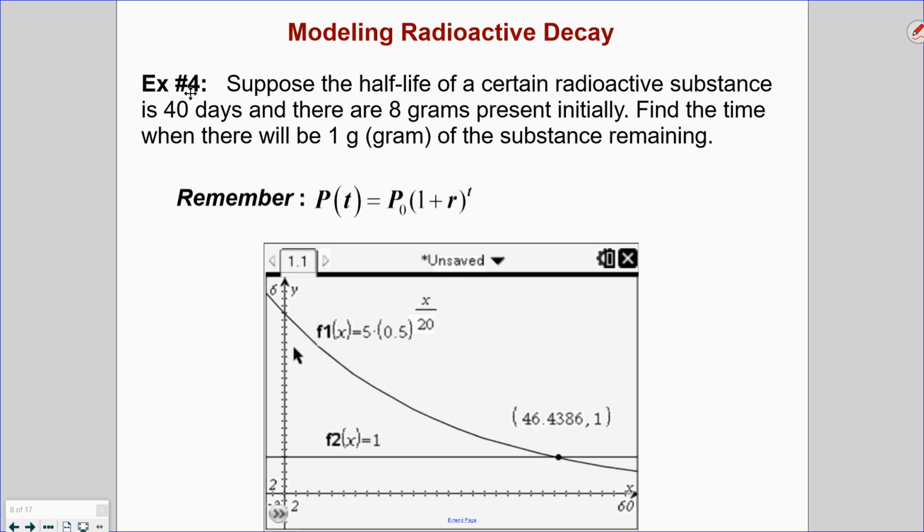So we're going to suppose that we have a half-life of a substance that's about 40 days, and there are 8 grams present initially of this substance. So a half-life means every 40 days, half of the substance is gone. So there's always something left, but half of it's gone. We want to find the time when there will be 1 gram remaining.